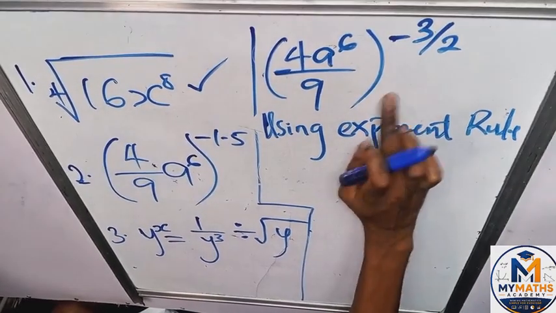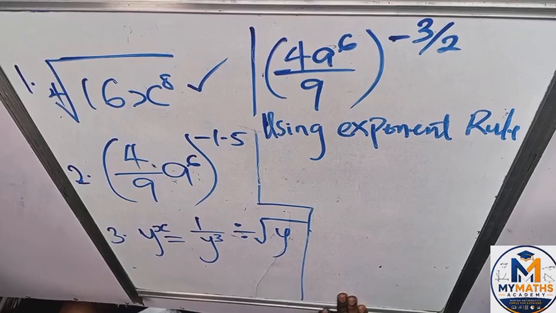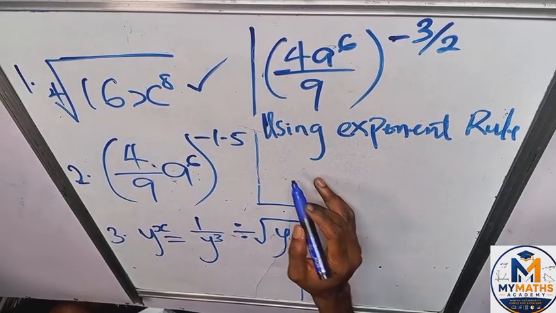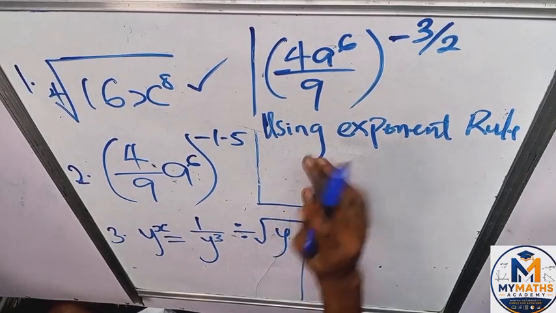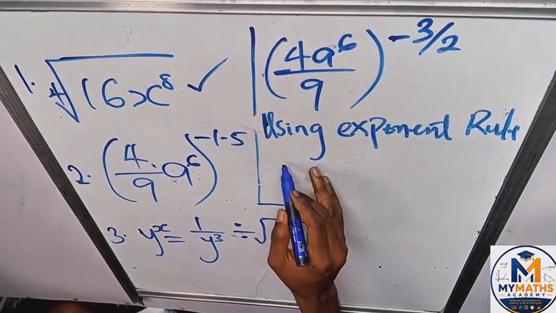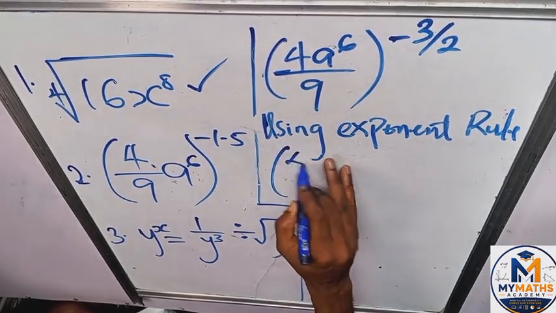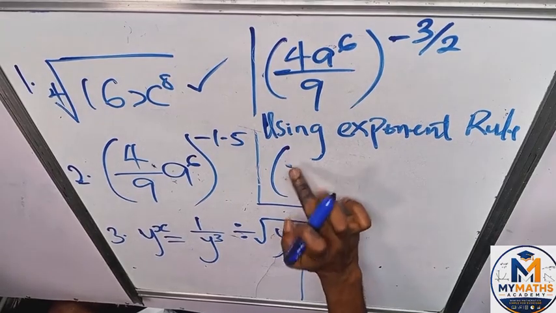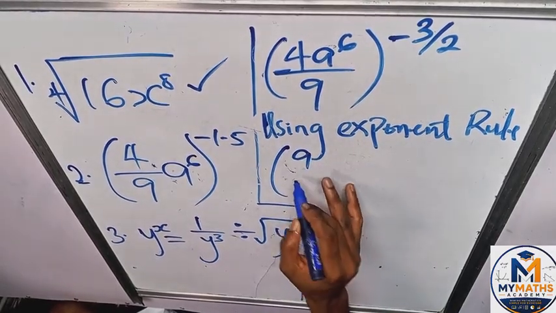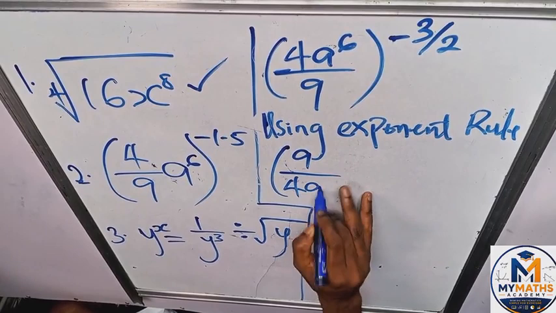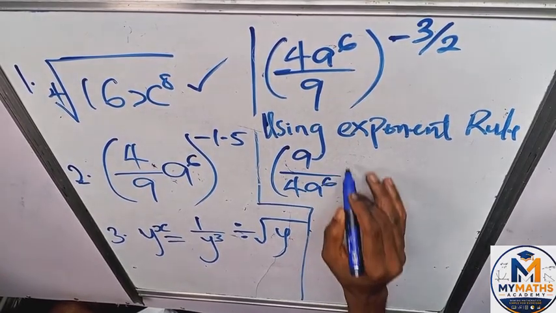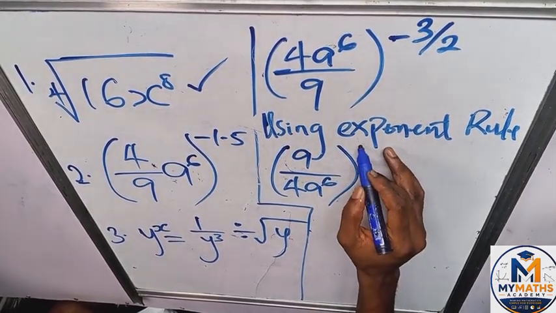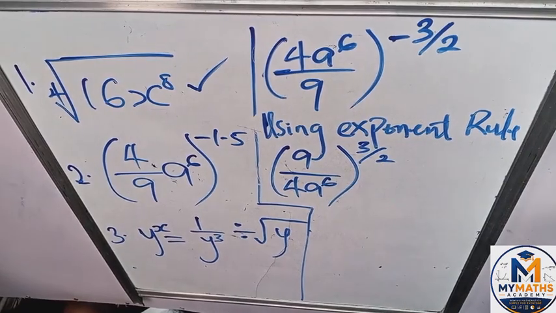So using this exponent rule right now, this is going to flip. It's going to be open bracket 9 all over 4a raised to power 6, close bracket, raised to power 3 all over 2.